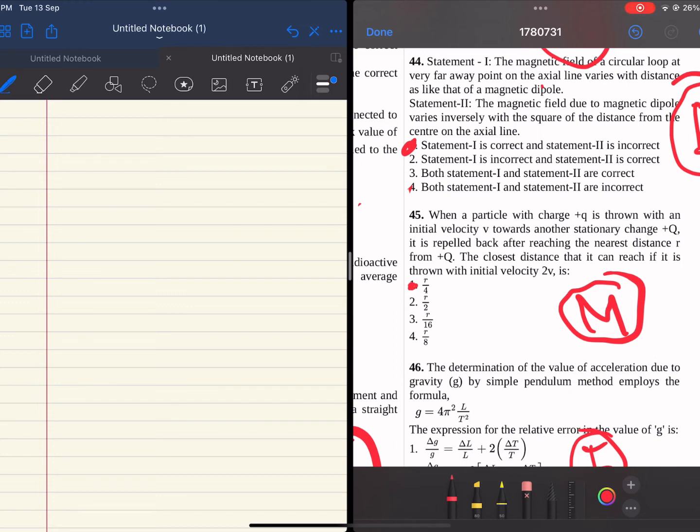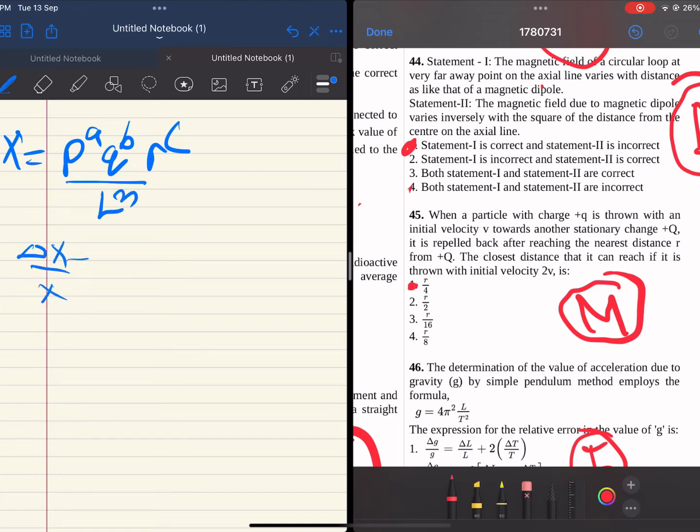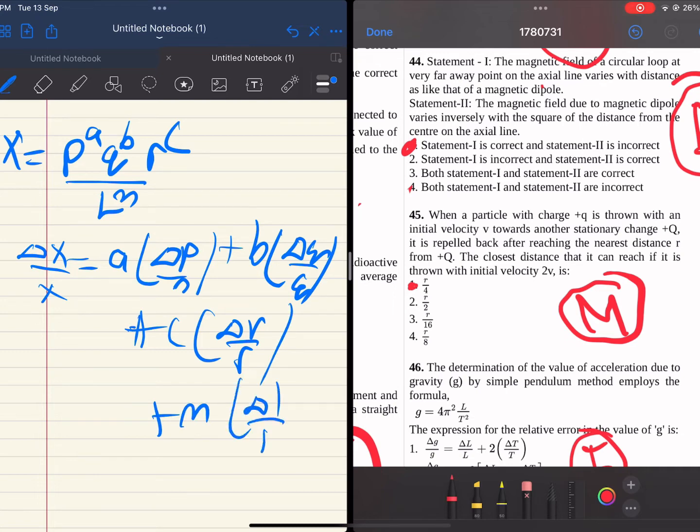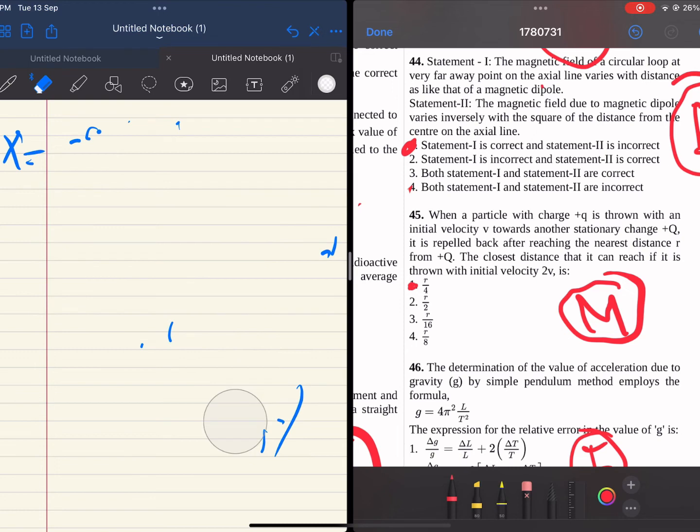Because we know, let's say a quantity X is equal to P power A, Q power B, R power C by, let's say, L power M. Then delta X by X, you learn this property, comes out to be A delta P by P plus B delta Q by Q, errors always get added, plus C delta R by R plus M delta L by L. So this is the property of errors with exponents.